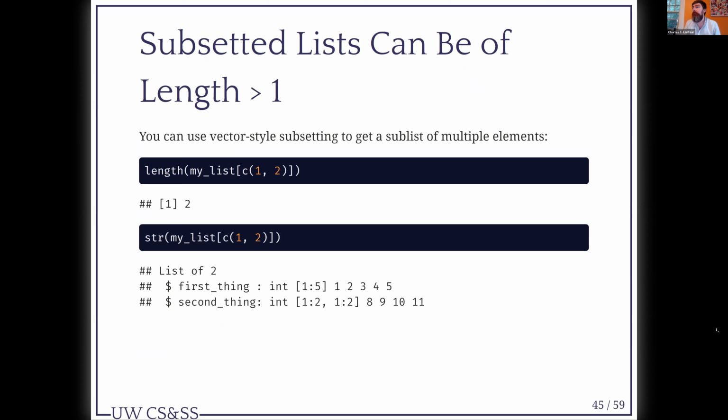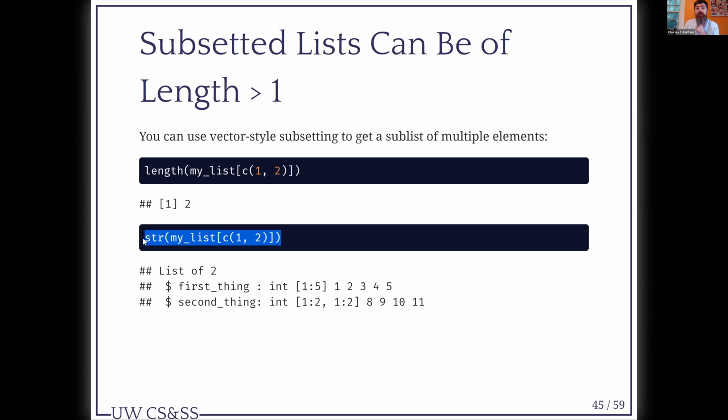So subset lists can be, like I said, greater than length 1. If I use single brackets and vector style subsetting of the sublist, you can use vector style subsetting to get a sublist of multiple elements. So if I say my list subset to element 1 and 2, the length of it is 2.